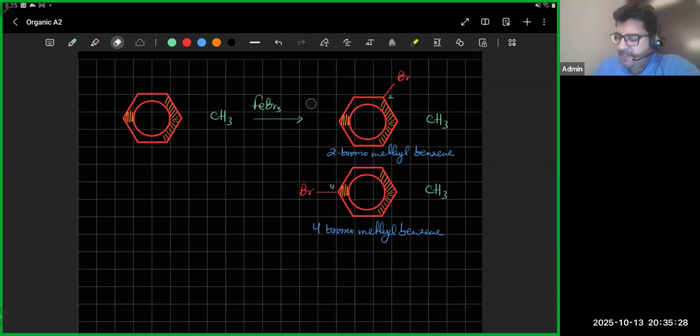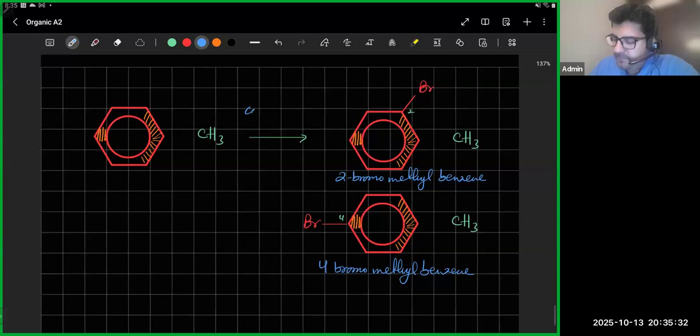Exactly the same conditions for nitration: concentrated nitric acid is your reagent, and sulfuric acid is your catalyst. The temperature was going to be 55. Okay, we already did the reaction mechanism.